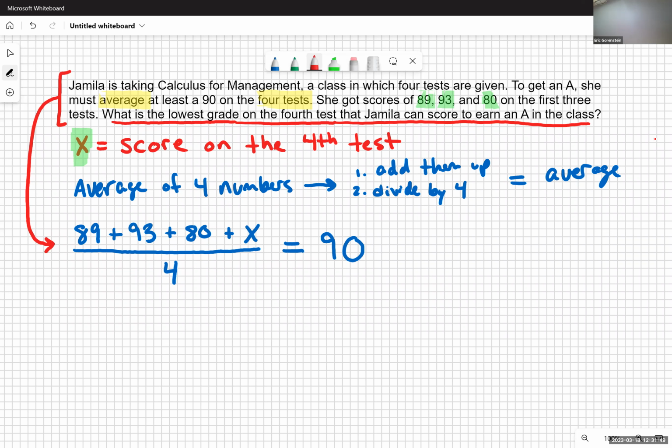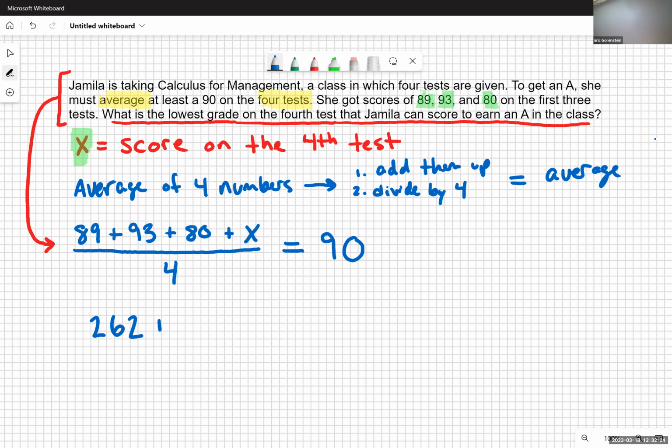All right, and now it's no longer a word problem. Now it's an equation to solve. We have done the hardest part, which is to take the words out of the word problem. All right, so let's solve for X. First thing we could do is add up these 3 numbers, 89, 93, and 80. That shouldn't be too hard. You could take out a calculator if you want for that. So 89, 93, and 80, that should give you 262.